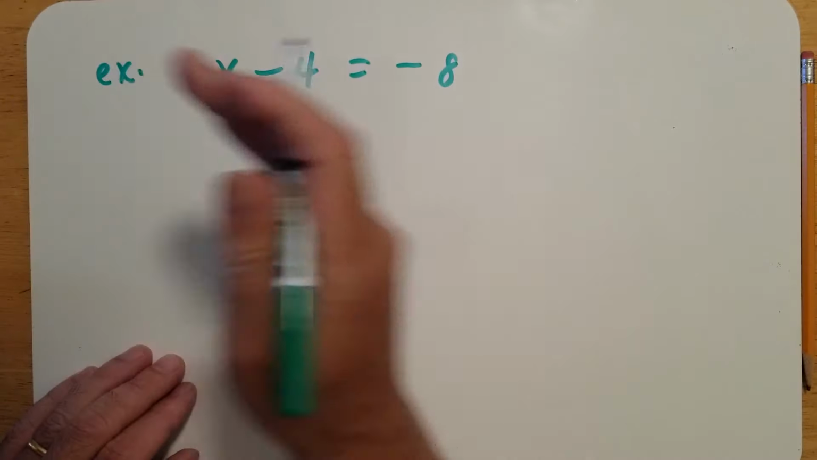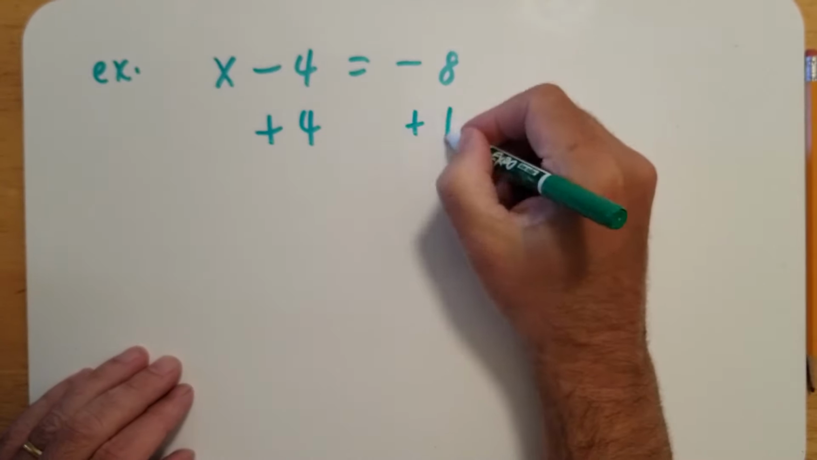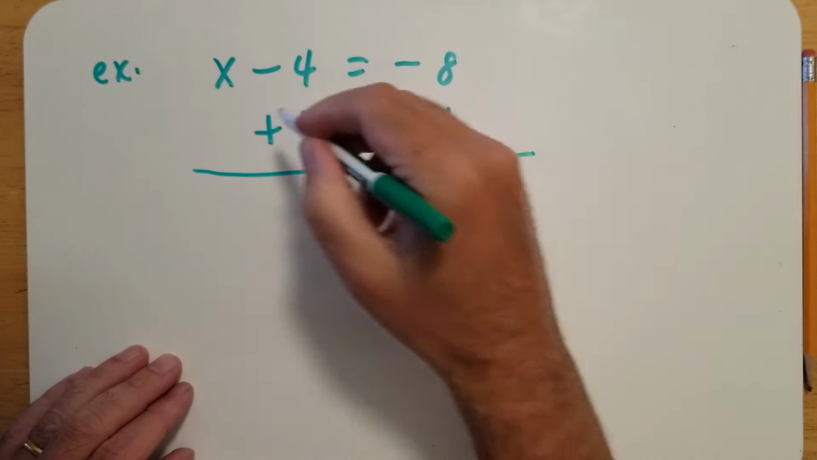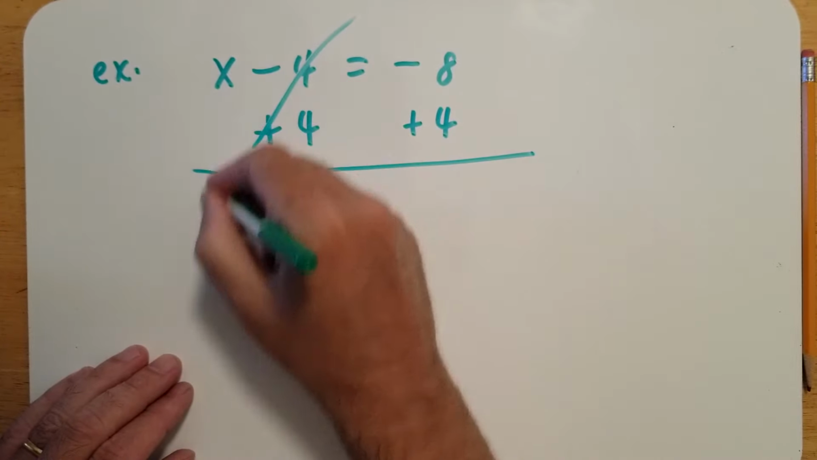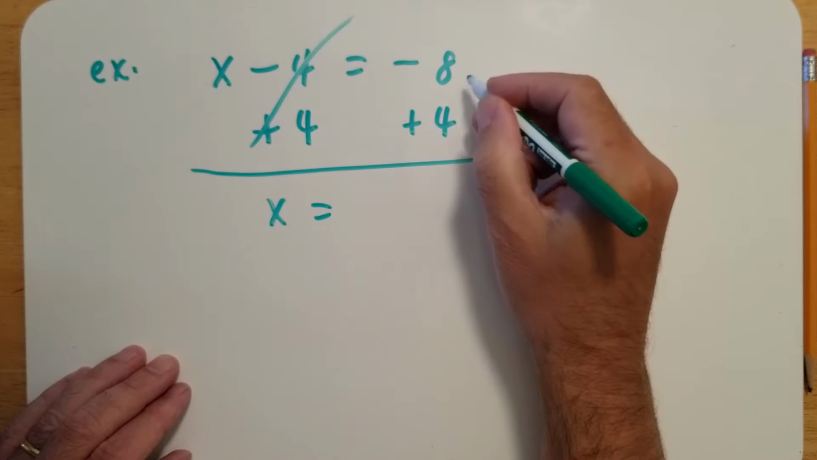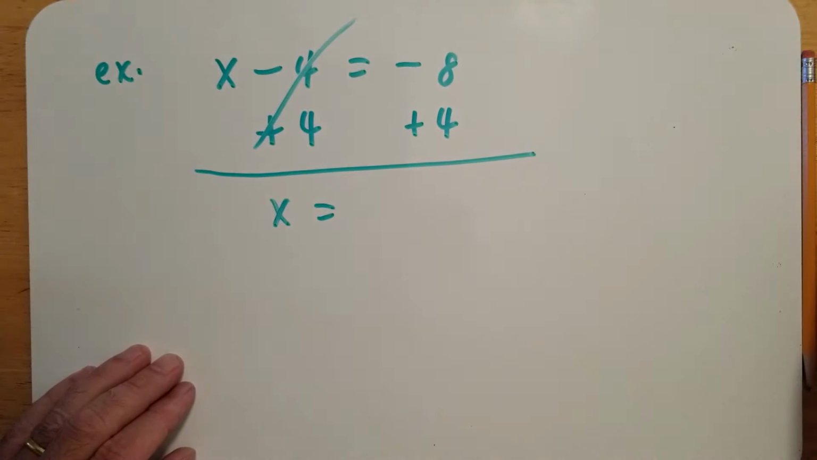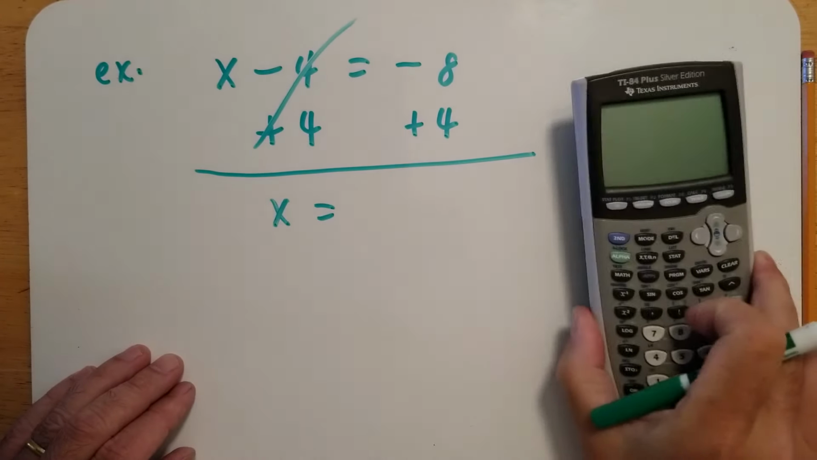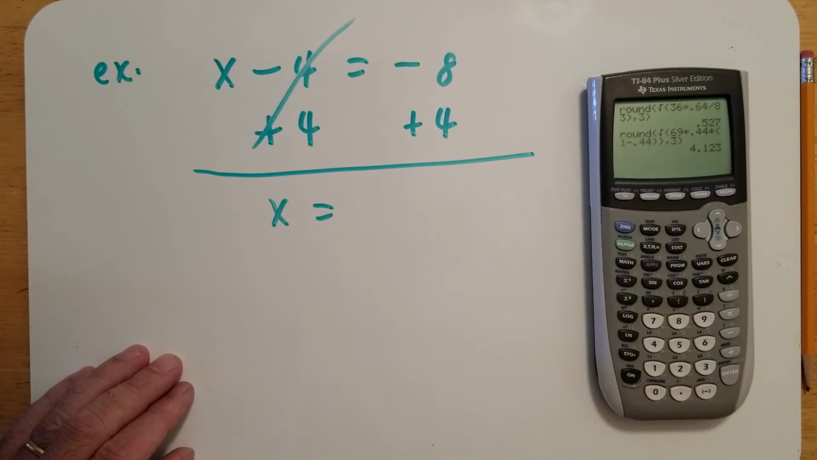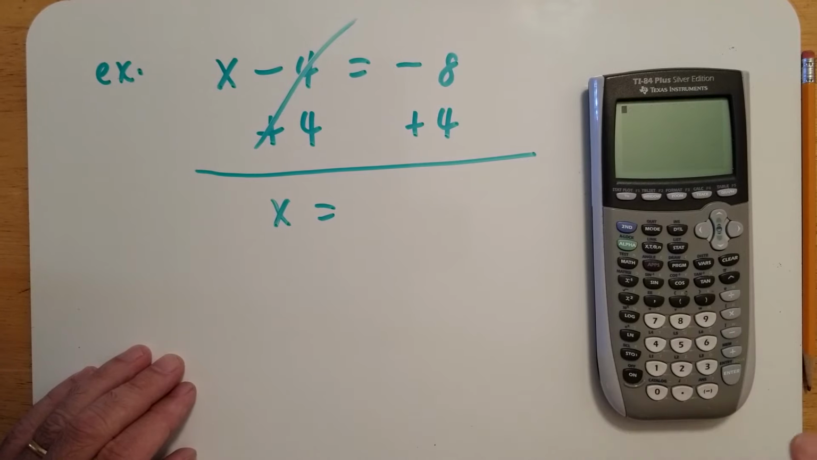If I do plus 4 on one side of the equation, I have to also do plus 4 on the other side of the equation. Those cancel out, bring down the x. Now minus 8 plus 4, I'm a math teacher. I know that's going to come out to minus 4, but you can always use the calculator when you're adding and subtracting with positives and negatives.